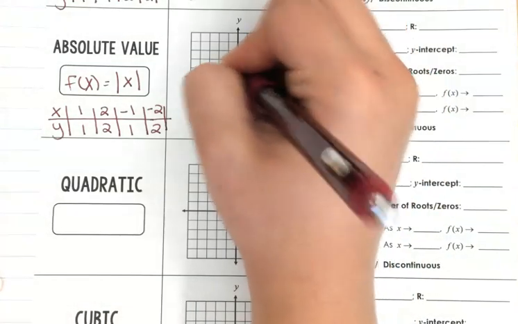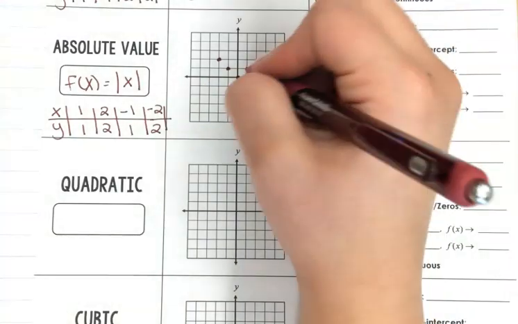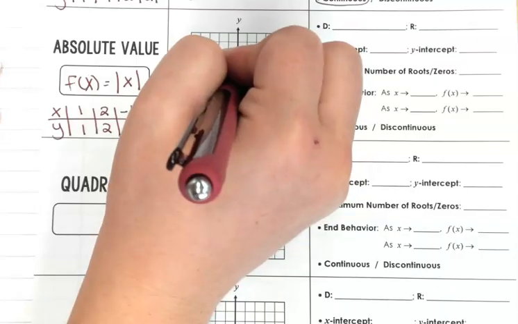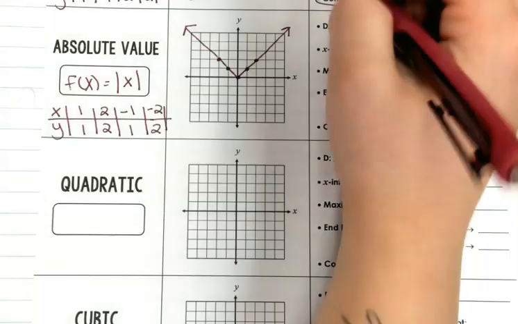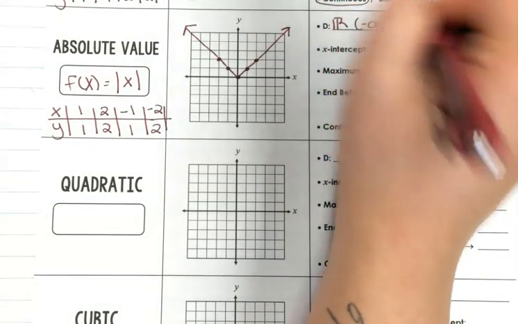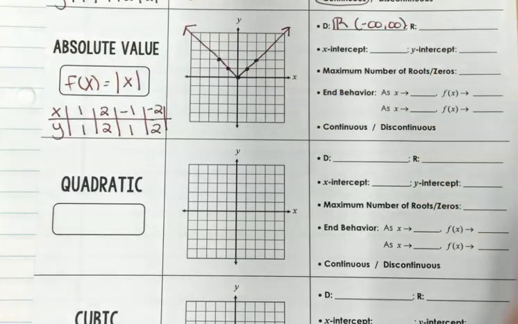You could plot more points if you really wanted. And 0 is 0 away. So the key thing here is that your graph looks like a big V. So the domain of this graph is also all real numbers. But for my range, my y values, I start at 0 and then go off to positive infinity.